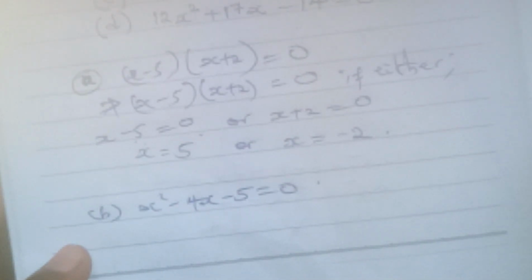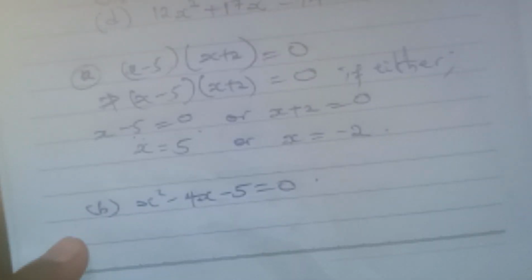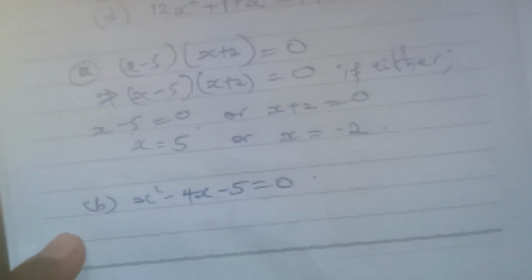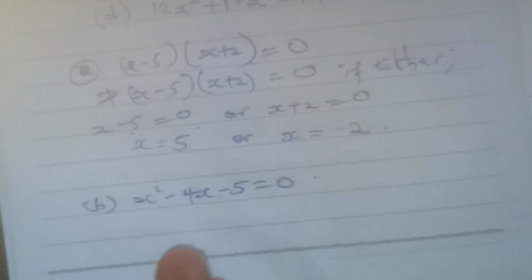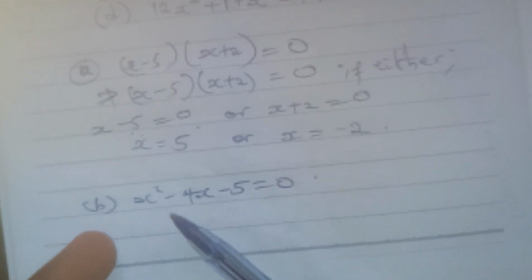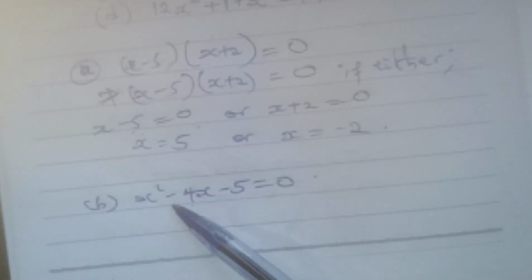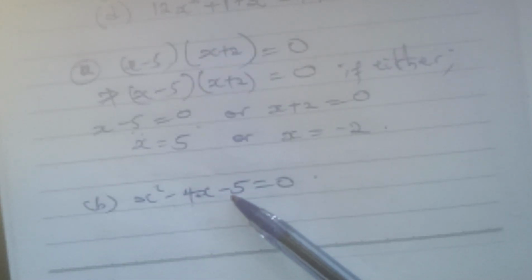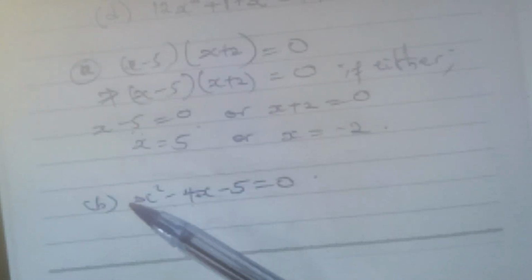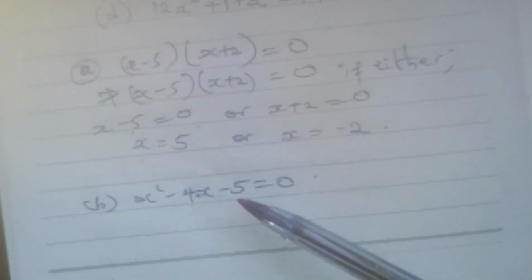So the B is saying that x squared minus 4x minus 5 equals 0. You can see that this is a quadratic expression which has not been factorized, so it's upon us to factorize. And if you recall my previous videos, I said that the coefficient of x squared is 1, the coefficient of x is negative 4, and the constant term is negative 5.